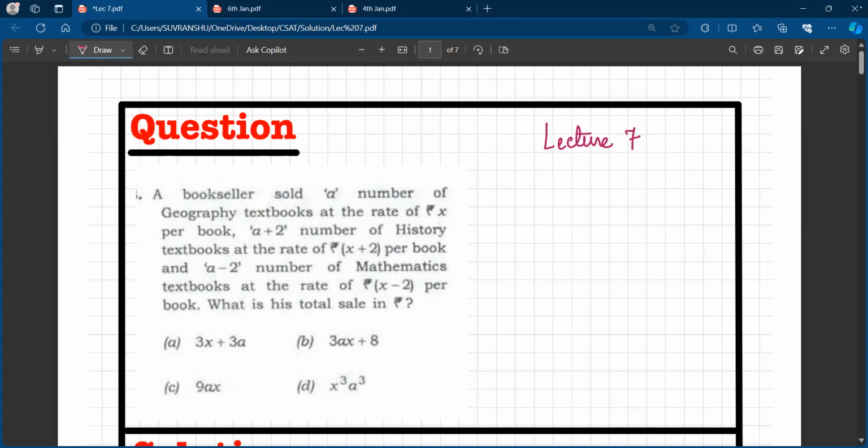Now, if you are watching this lecture right now, that means you have completed lectures number 1 to 6, that was week 1 of number system, right? So now we are heading towards the second week of number system, that is lecture number 7, where we'll be dealing with question number 42 to question number 49.